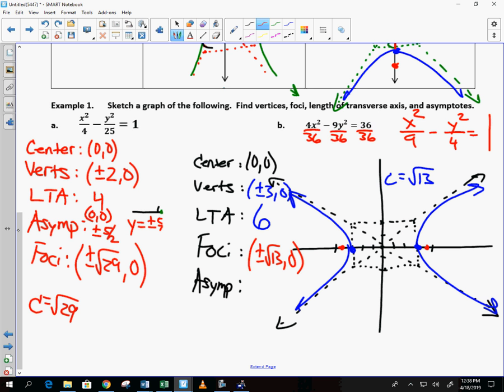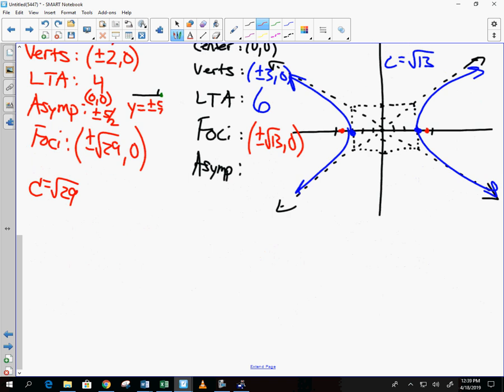And finally, we have the asymptotes. The center is 0, 0, so not much we need to worry about there. But what is the slope? Up 2 over 3. Y equals plus or minus 2 over 3x. Make sure you have the x on there. Sometimes people just put 2 over 3. That would be a horizontal line. 2 over 3x is a line with a slope of 2/3. That's more what we want.